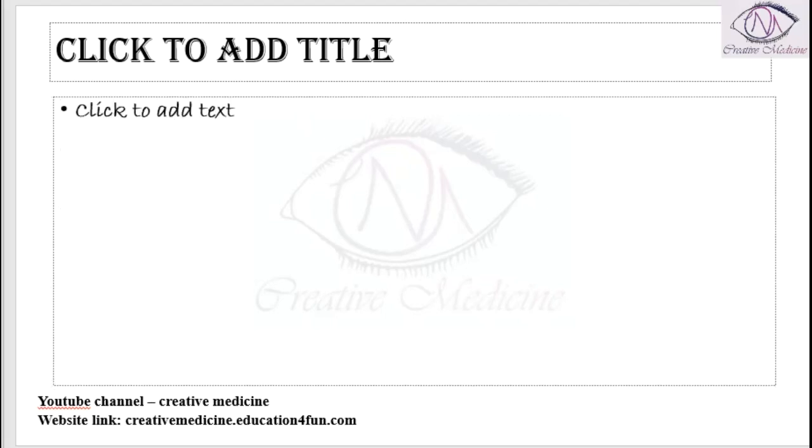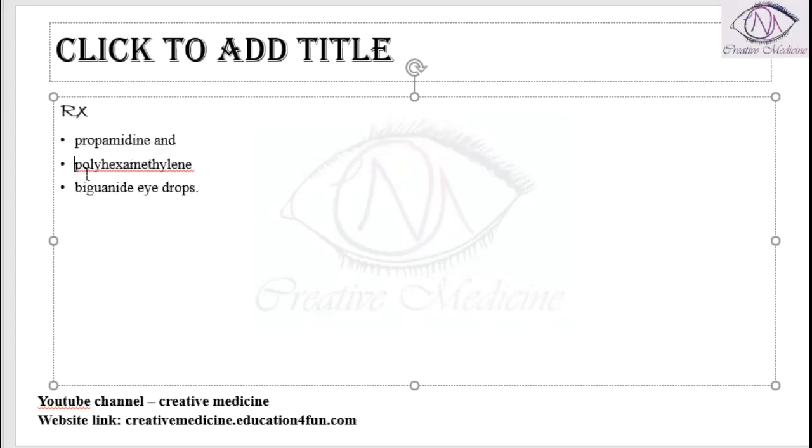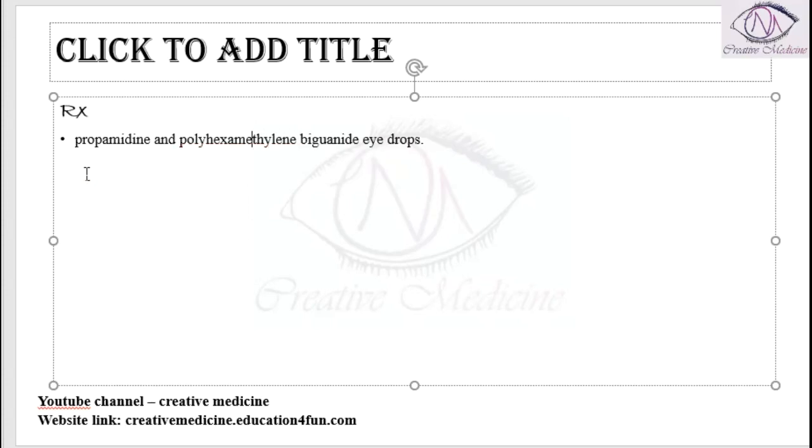For the treatment of Acanthamoeba keratitis, we can use two drugs, that is propamidine and polyhexamethylene biguanide drops. Propamidine with polyhexamethylene biguanide drops can be used for the treatment of Acanthamoeba keratitis.